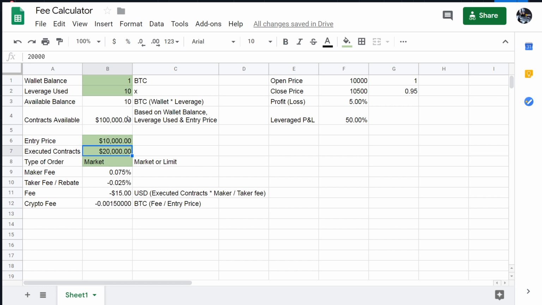Well, at the end of the day, you're not really doing 10x leverage. You're not really making 50% on your entire account. You're making 50% on 20% of your account, because I have $100,000 available to me at 10x leverage, but if I'm only executing $20,000, I'm only using 20% of my balance. So this is a 50% profit on 20% of my balance, which in actuality, you probably should only be doing 2x leverage because that's what you are utilizing of your balance.